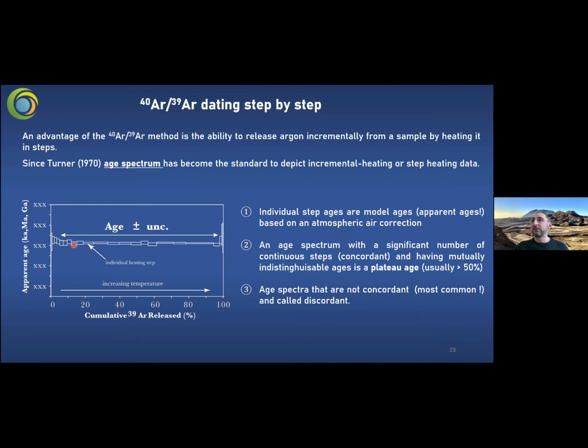It means that they are calculated with T0 atmospheric composition of the rock. With enough continuous steps that have the same age within uncertainty, we call that a concordant spectrum. And if they share indistinguishable ages, it's a plateau age. Of course, most of the spectra are discordant. They are not concordant, and they're called discordant.